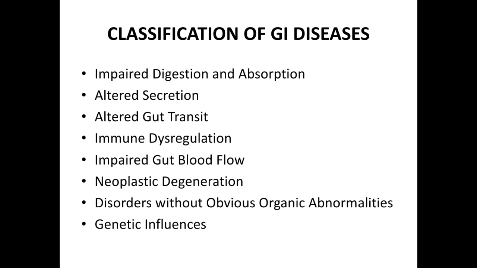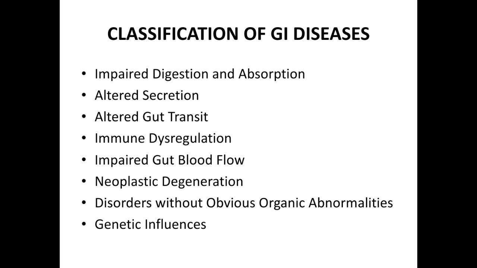So coming to the approach, before approaching a GI system disease, we can classify gastrointestinal diseases into these subheadings. Number one is impaired digestion and absorption, then altered secretion, altered gut transit, immune dysregulation, impaired gut blood flow, neoplastic degeneration, and disorders without obvious organic abnormalities. The last one is genetic influences.